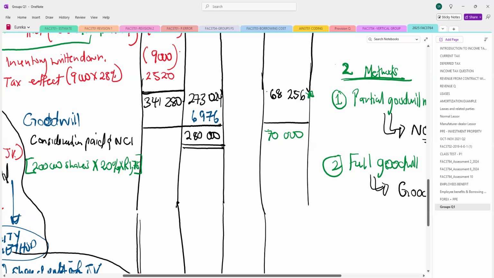So, 1,740... 1,700 and 44. Perfect. Right, so then we can get our total goodwill, because now I have this plus this to get my total. Let's add them. How much are we getting? 8,720.